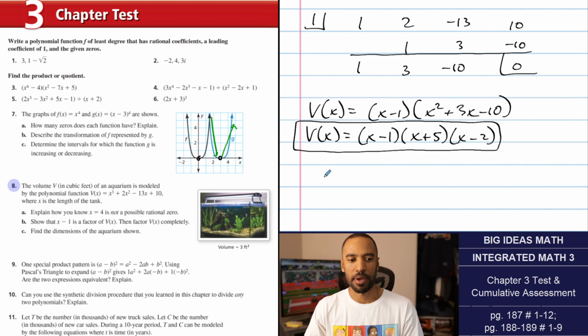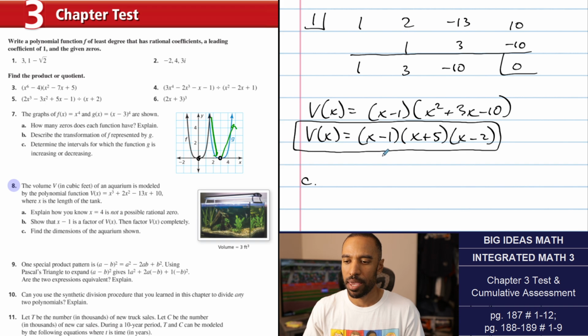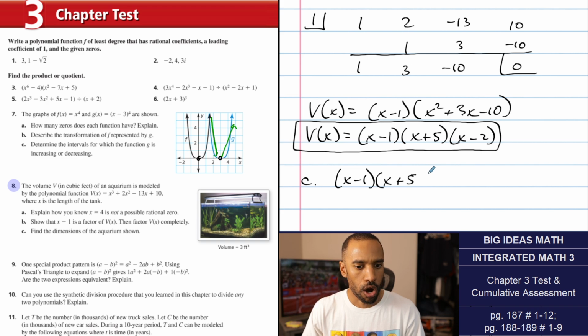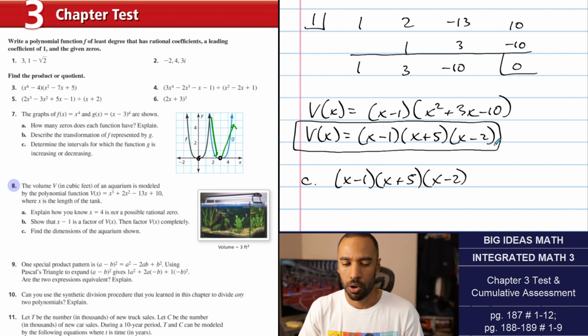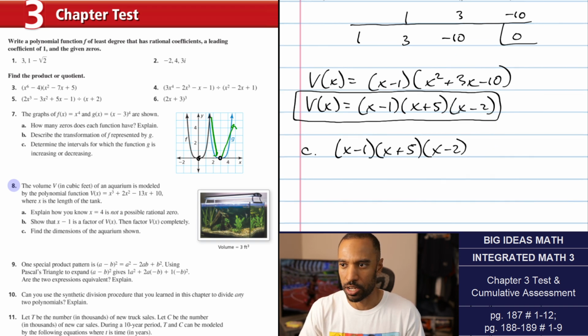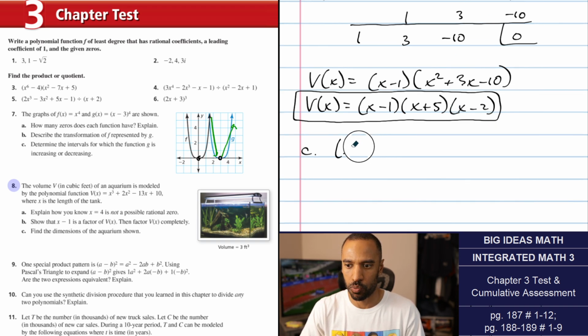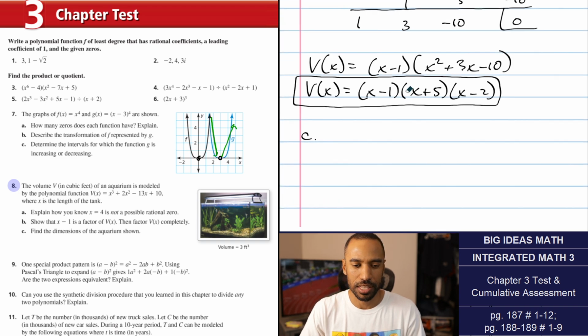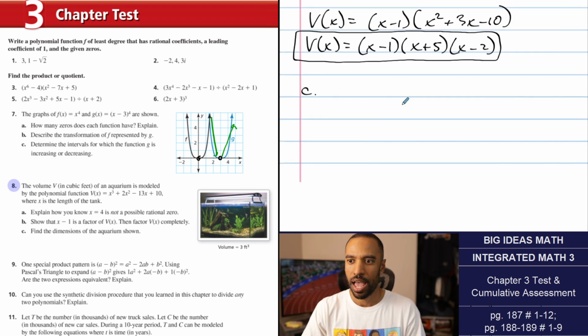Part C says find the dimensions of the aquarium shown. Based on setting these equal to 0, not equal to 0, what are we looking for? Oh, volume is 3, so setting these equal to 3. Oh, hold on a second. This is kind of a mean question because you don't want the factored one equal to 3. You want the original thing equal to 3. So as great as this was as a factor, it literally means nothing for us in this problem.